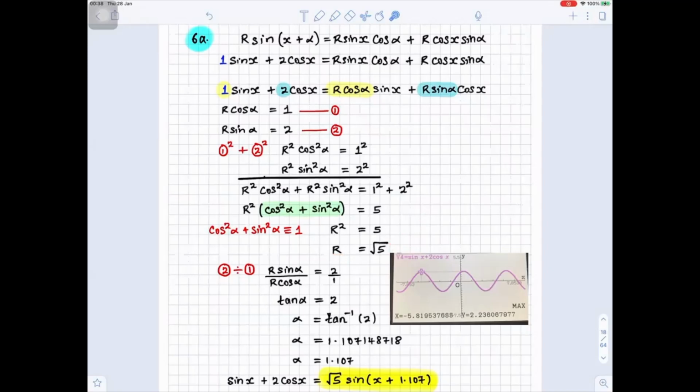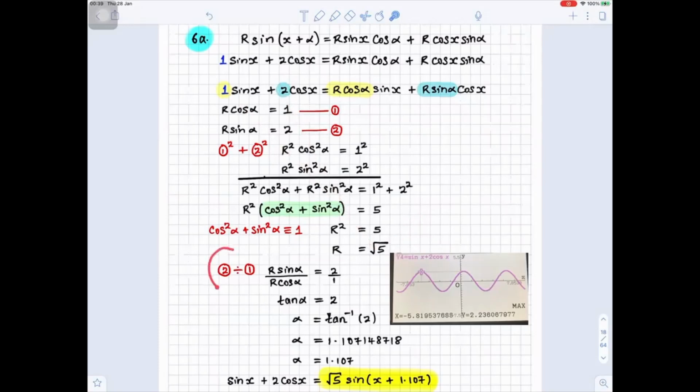Another way to get r quickly is the square root of 1 squared plus 2 squared. That gives you 5. Watch that. 1 squared plus 2 squared, and the square root of that will give you root 5.